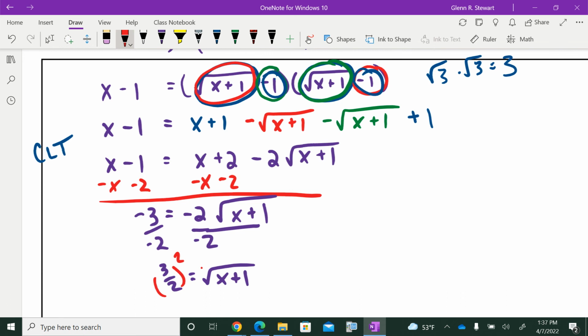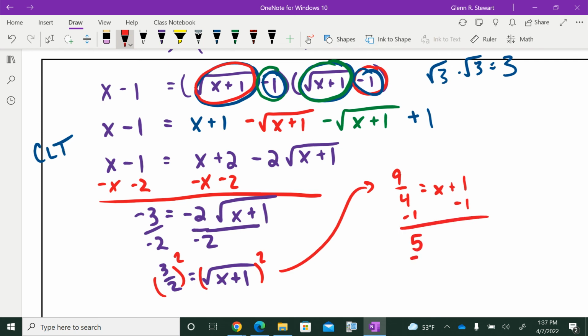Now square both sides. 9/4 is equal to x plus 1. So then subtract 1 from both sides, and you'll get 5/4 is equal to x. And that should be your answer. Now, to save us some time, I've double-checked this answer already today for most of the classes. It does indeed work when you plug it back into the original equation, but you do want to make sure that you check your work if you get the chance.